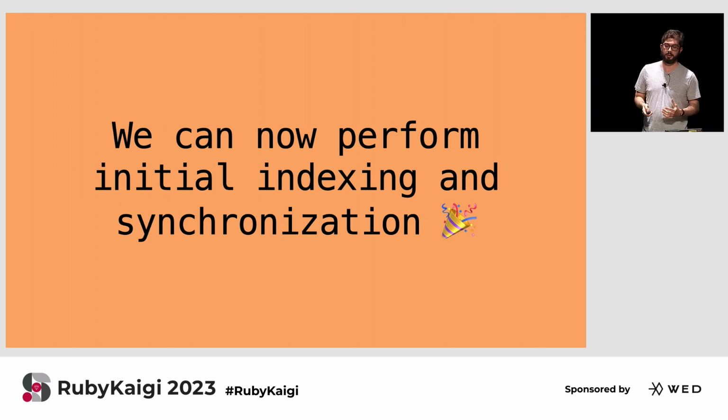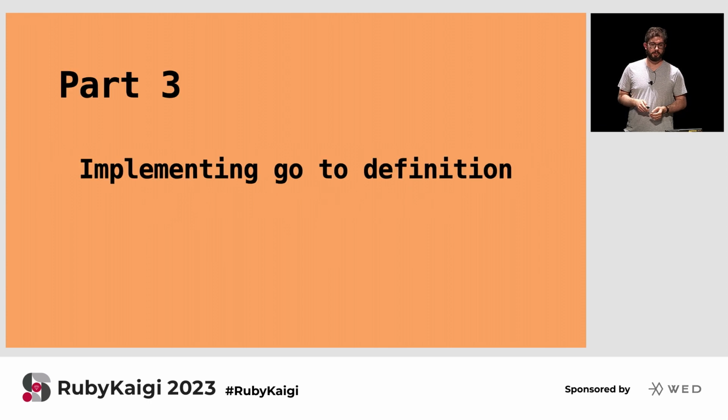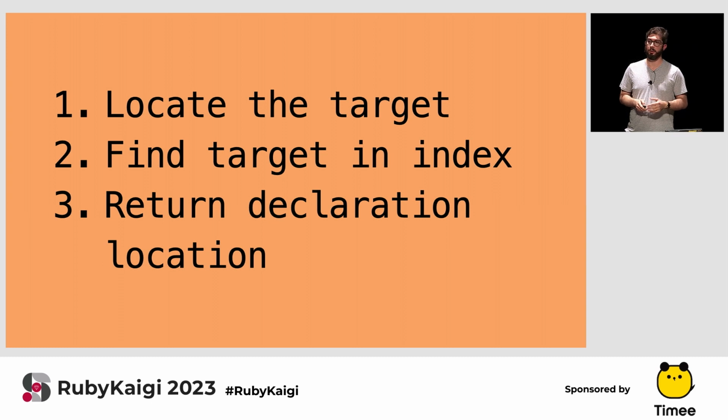So now we're finally ready to implement go-to-definition, and we're going to do it using what we built in the other two parts. The idea is that we want to locate the target based on the position that we receive from the editor. We want to find the target in the index so that we can figure out where the declaration exists, and then return that to the editor.